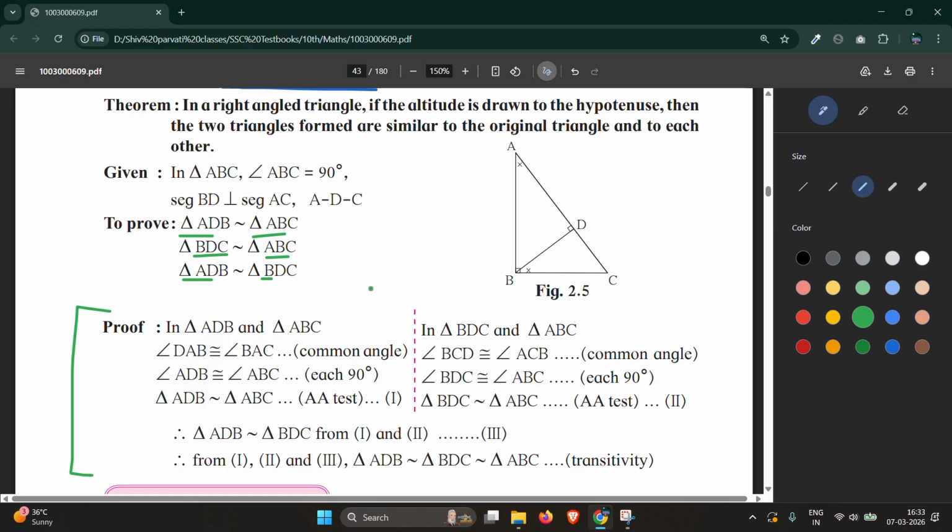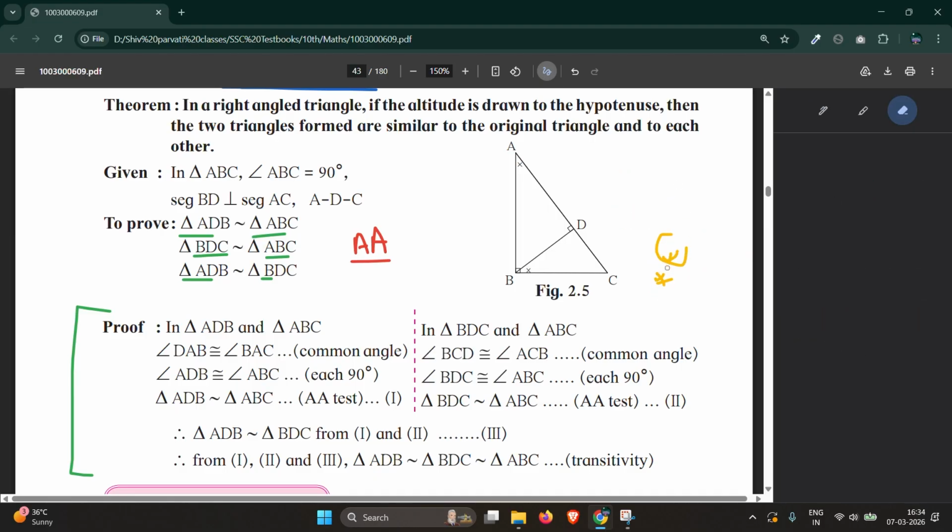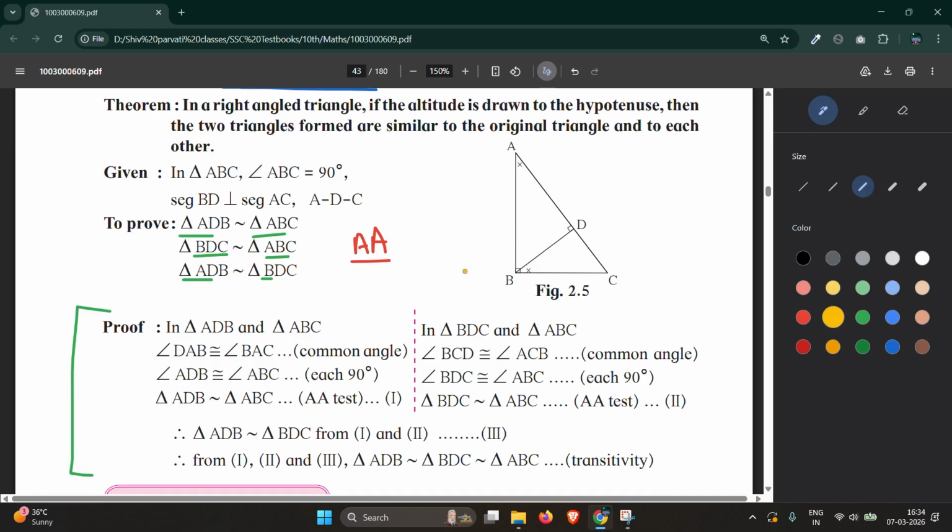Because in the last chapter, if you remember the similarity chapter, we learned about something called the AA test. Now, what is the AA test? The AA test is nothing but the angle-angle test. It says that if there are two triangles, and inside those two triangles there are two angles that are equal to each other, so let's say this angle is equal to this angle and this angle is equal to this angle, then both of those triangles are similar to each other.